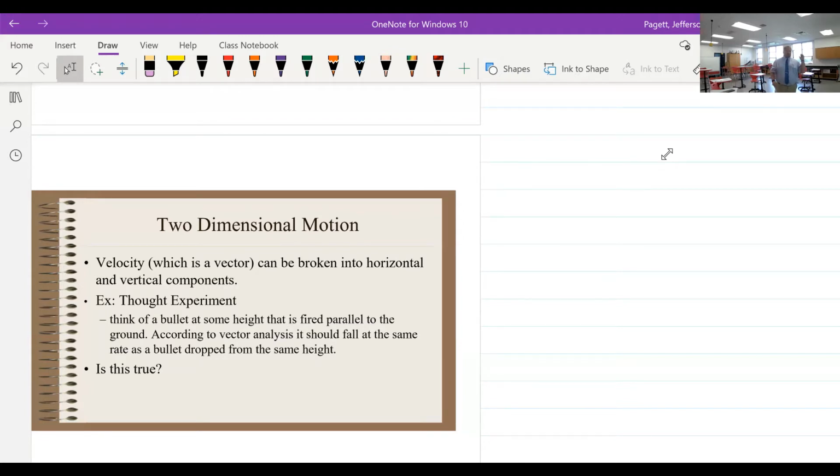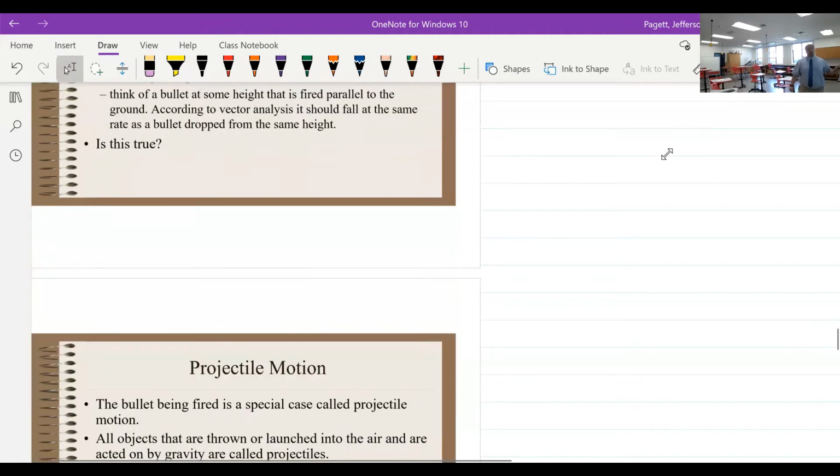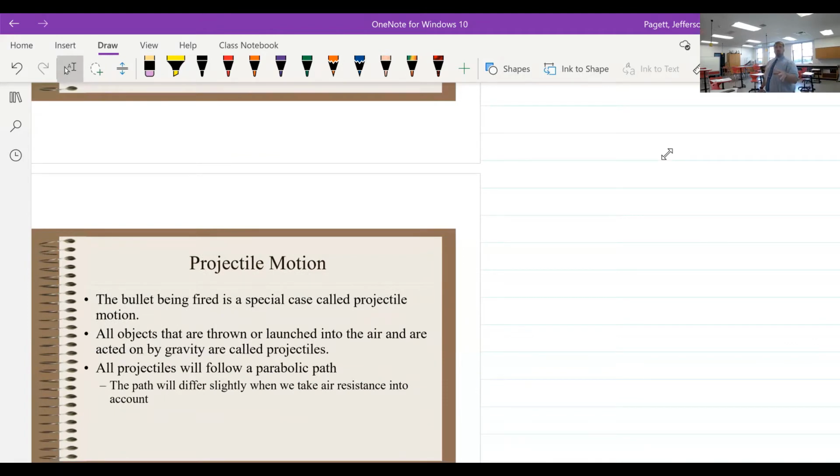You have a bullet, and if you shoot it straight, fired parallel to the ground, at the same time you drop one from the exact same height, which one hits the ground first? Pause the video and think about it. Okay, welcome back. Hopefully you have an answer, but it turns out they will hit the ground at the exact same time. And tomorrow in class, I want to show you a video where Mythbusters actually did this to prove it. This is a special case called projectile motion.